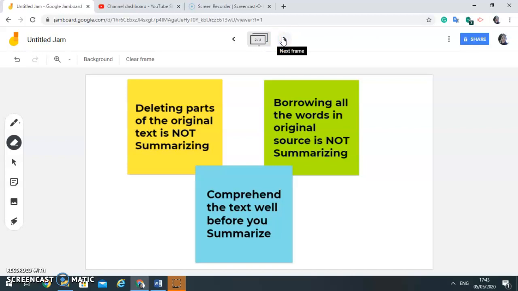Hello everyone. So today I would like to discuss the midterm test that you had last week, and the topic is still about summarizing and paraphrasing. Well, after reading all of your answers, I figured out that most of you do not really understand how to summarize or paraphrase.